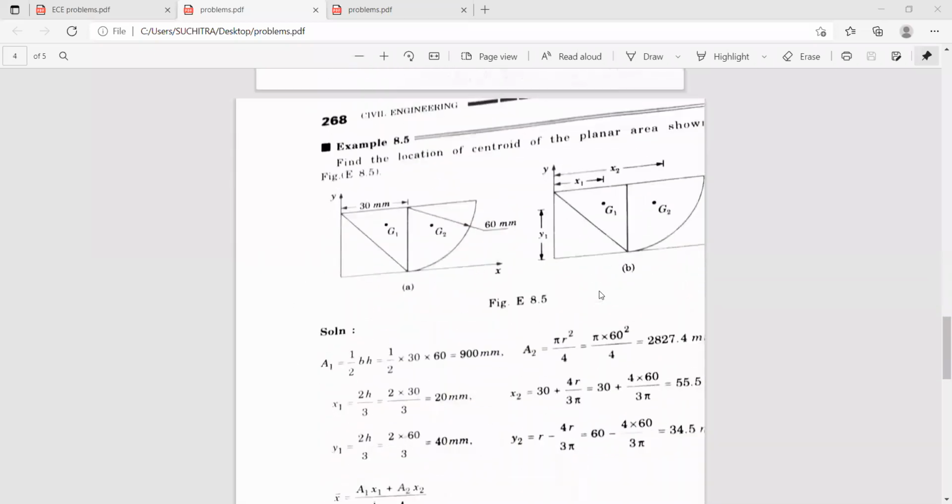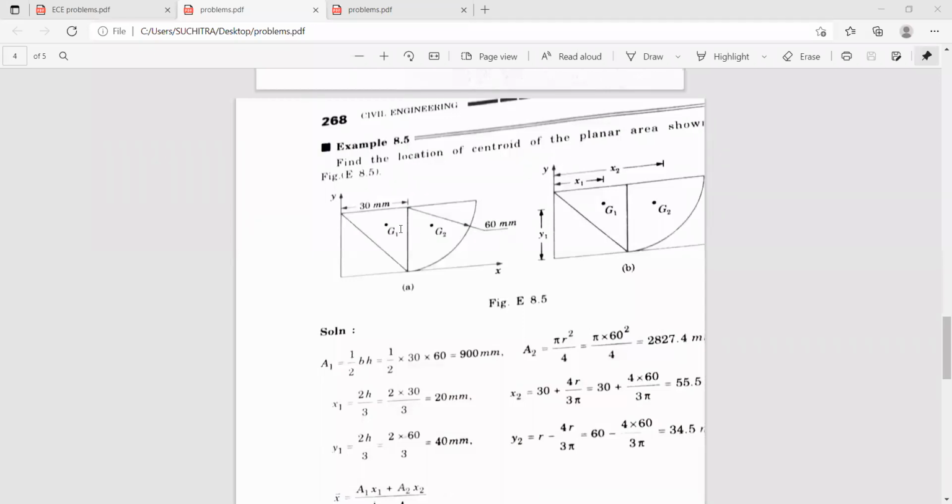Now let us discuss one more problem. Here, find the location of the centroid of the planar area as shown in the figure. Now here you have a triangle and you have a quarter circle. So this triangle, this base width is 30 millimeters and the height is nothing but the radius of the quarter circle. So this is 60 millimeters and the radius of the quarter circle is 60 millimeters.